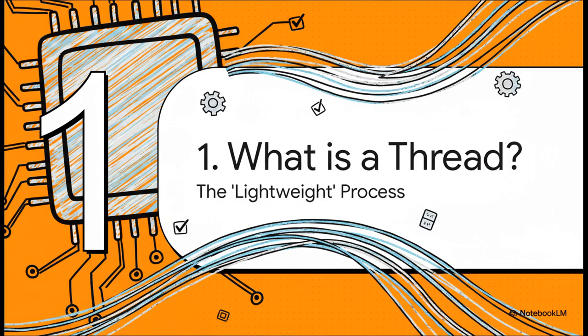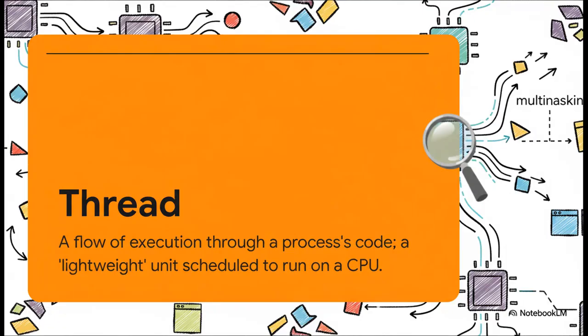You're going to hear me say the word lightweight a lot. And believe me, there's a very good reason for it. Okay, so let's break this down. A thread is basically the smallest possible unit of work that your operating system can deal with. Think of a program, like your web browser, that whole thing is a process. But inside that one process, you can have a bunch of threads running all at once.